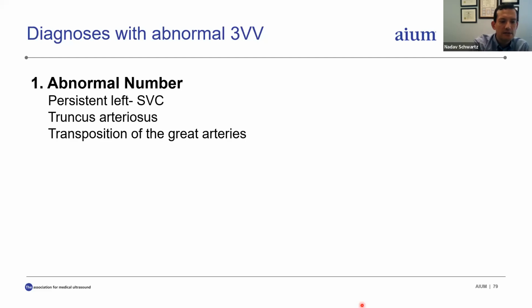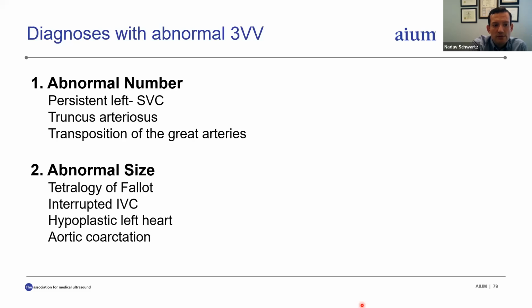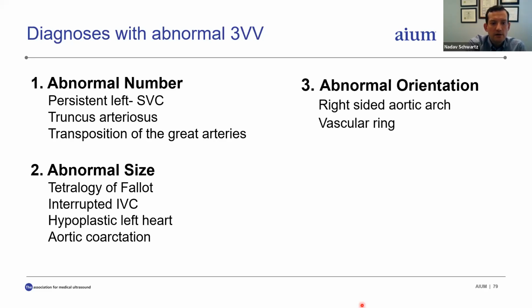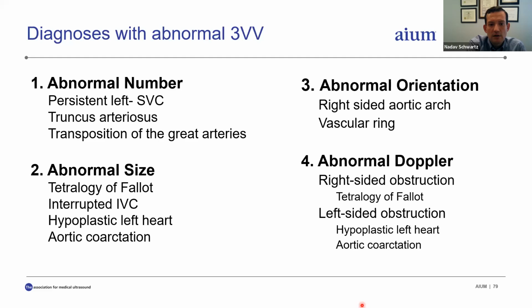And you can get a persistent LSVC, a truncus, or a transposition. It can look like only 2 vessels. The abnormal size we went through in terms of, is the pulmonary bigger, is the aorta bigger, is the aorta atretic, is the pulmonary atretic, abnormal orientation, right aortic arch and rings, and then abnormal Doppler looking for turbulence of flow as well as reversal of flow. Those are the basic ways that you can go through this view and get a lot of information.